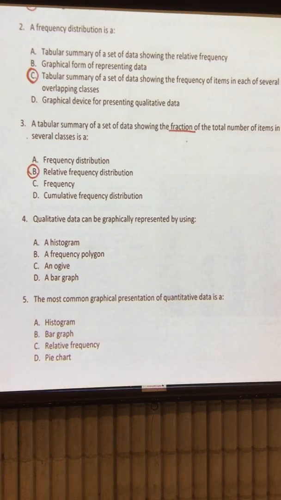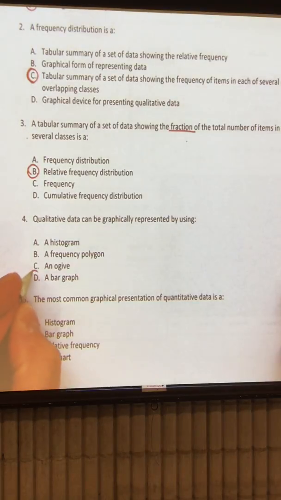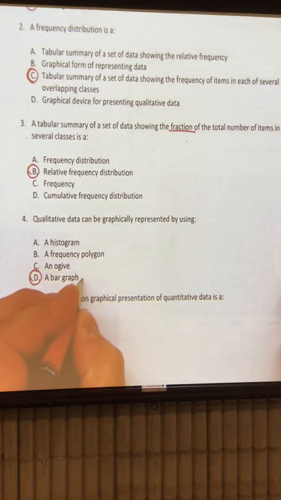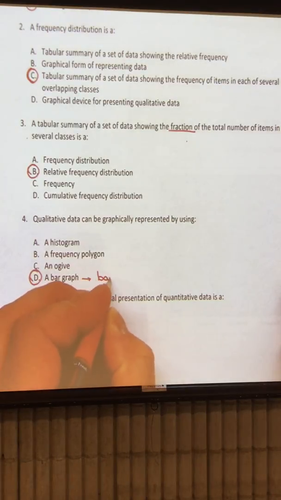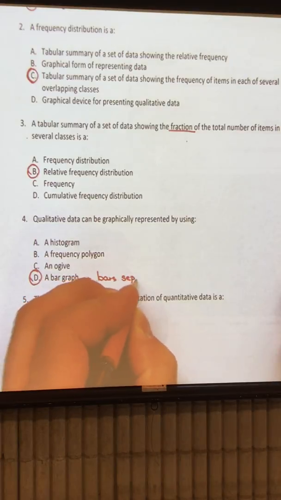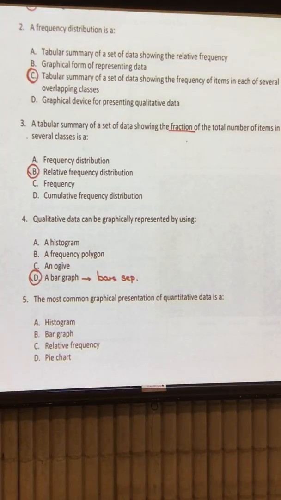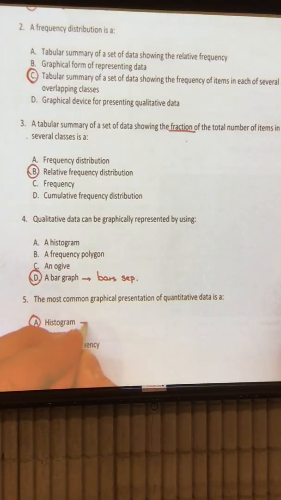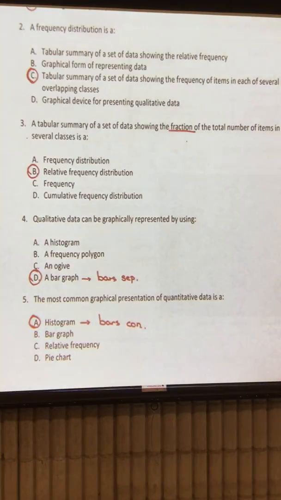Number 4, qualitative data can be represented by using a bar graph. The bars have to be separated. While, for number 5, the most common graphical presentation of quantitative data is the histogram, where the bars are going to be connected. And these are the multiple choice for chapter 2. Let's move on with the problems.